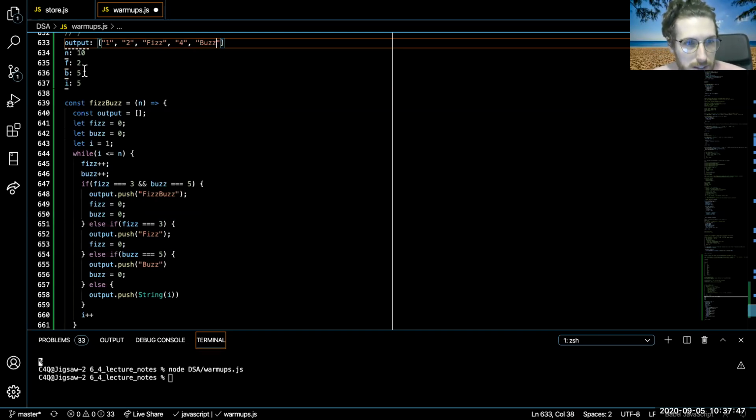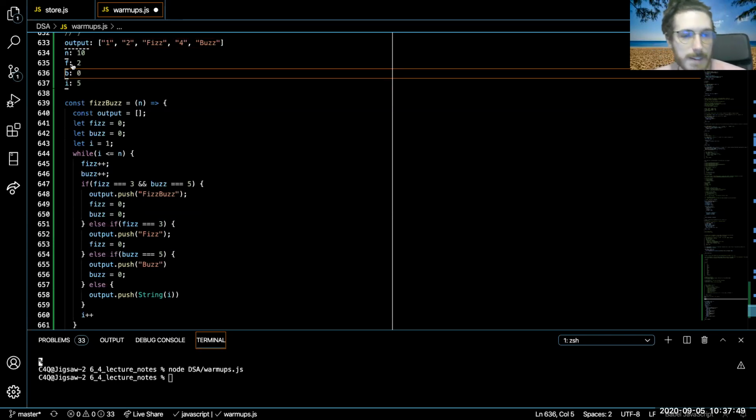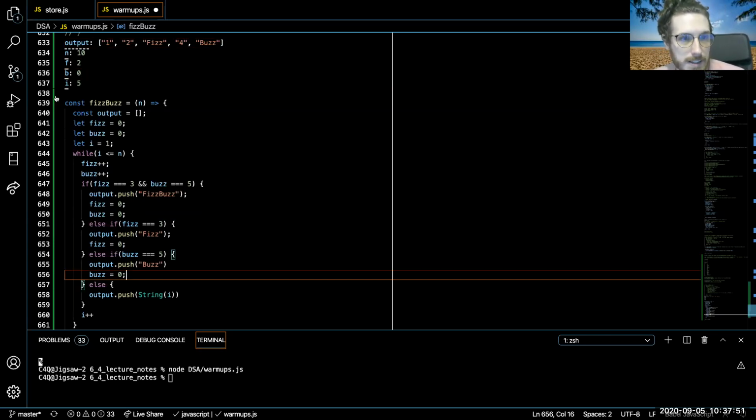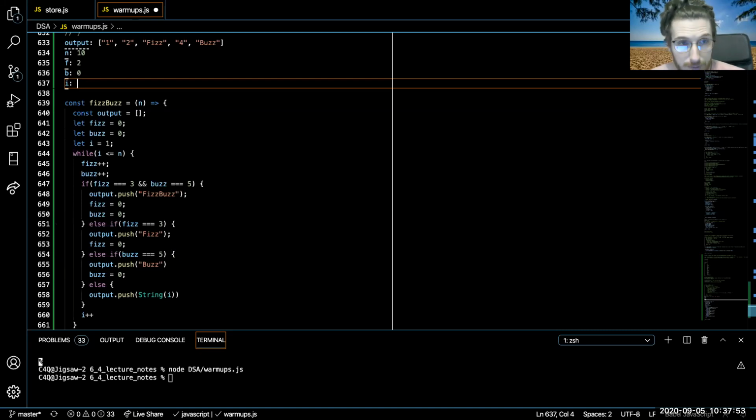Buzz gets reset to 0. i gets incremented to 6, and we continue. Does anybody need me to keep going through this example, or do we feel that we get it?